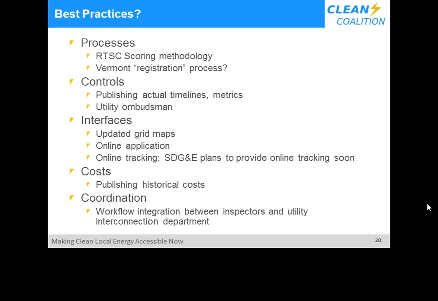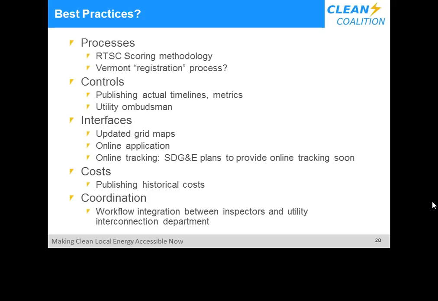Some of the other interfaces that we've seen already, for example, are online applications. Can you do it fully online? There are a lot of utilities that still require you to fill out paper to apply for interconnection. One of the things that we heard about recently at the Solar Summit in March was that San Diego Gas and Electric, one of our big IOUs here in California, is working on going past online application into full-on tracking. So you can look at where your application is in the whole process anytime you want by logging into their online system.